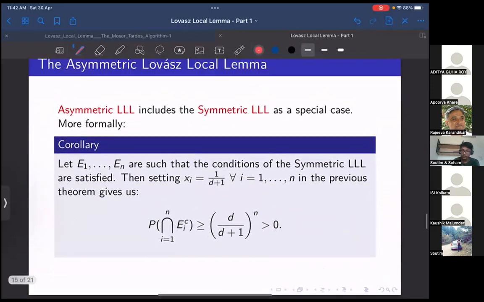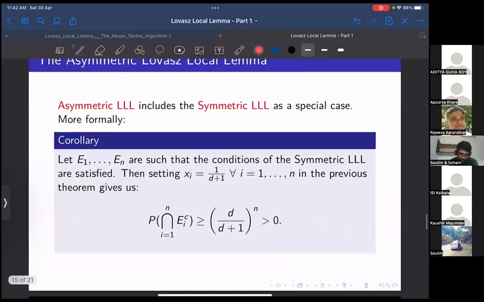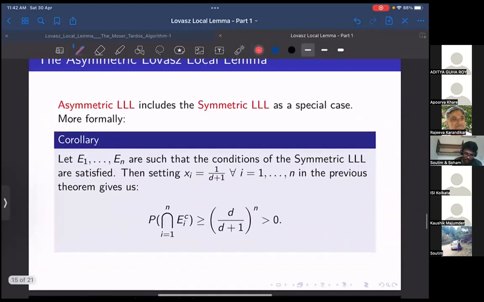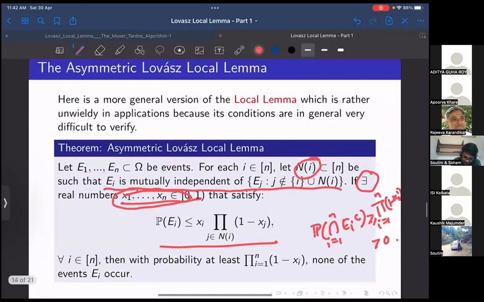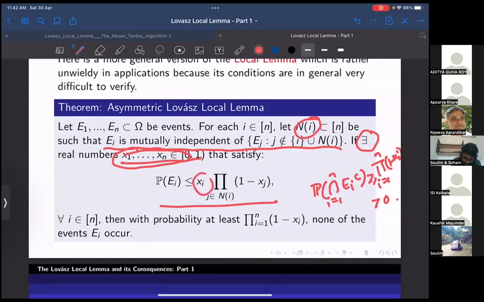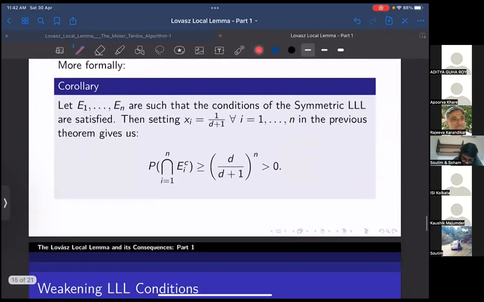But why did I state this lemma? Because I wanted to show that the symmetric Lovász local lemma that we described earlier follows as a direct consequence of the asymmetric local lemma. So if we set each x_i, and x_j also, I mean all x1 to xn, to be 1 over d plus 1, then let us see what happens.